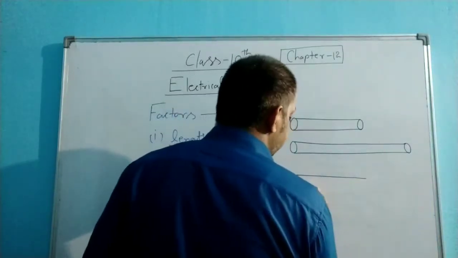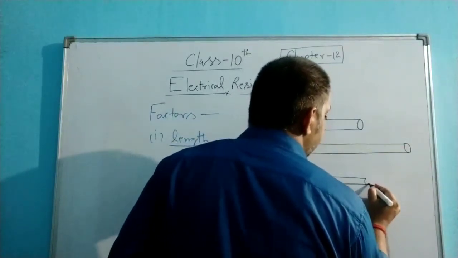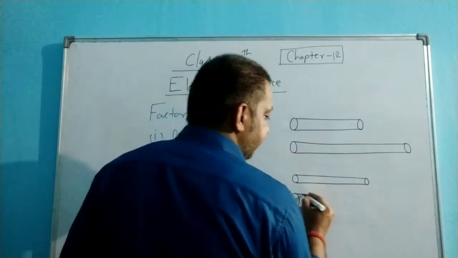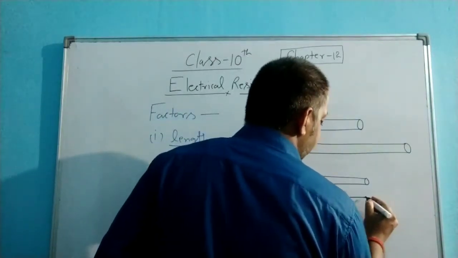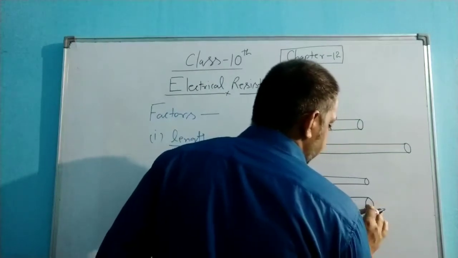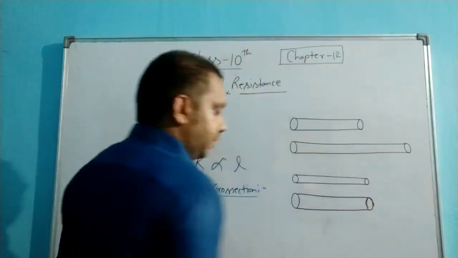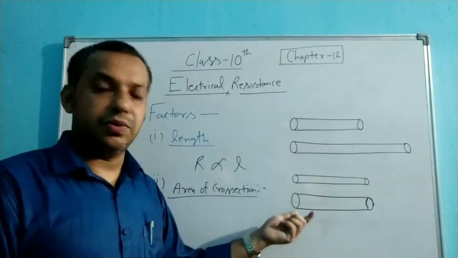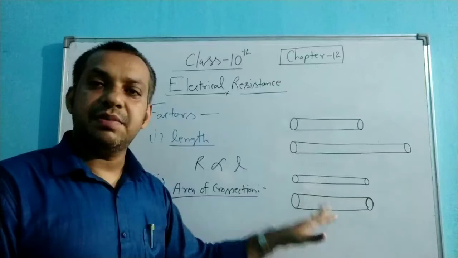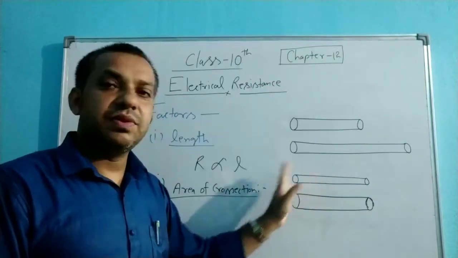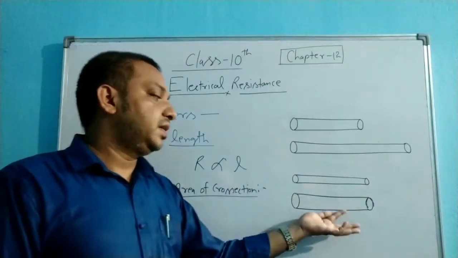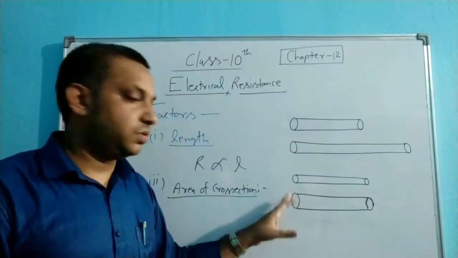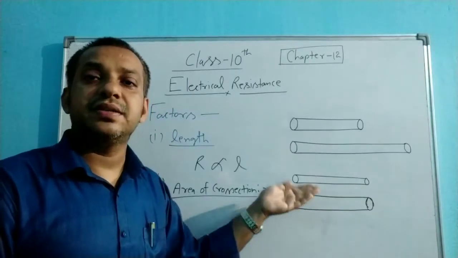Suppose we have one conductor like that, and a second conductor having more area of cross section, or the thickness of the wire is more. But you see here the length is the same and the material is the same. So in this case, if you connect the battery, you will see that the opposing behavior of this conductor for thicker wire, or wire which has more area of cross section, is smaller.